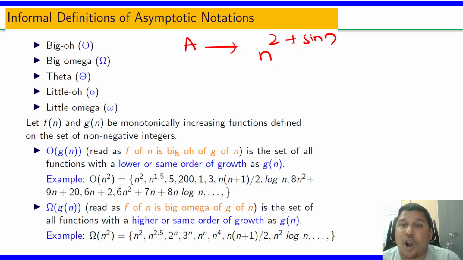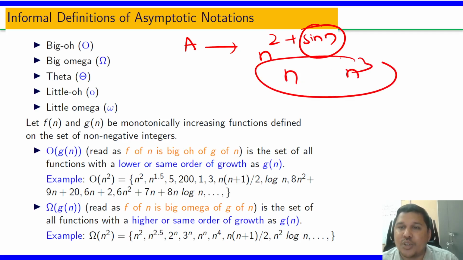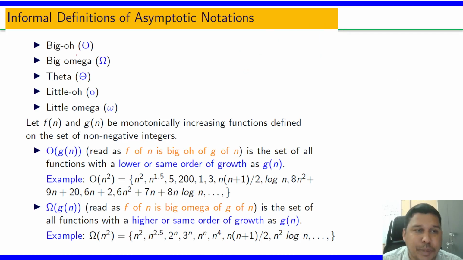If I want to find out the order of growth for this, it depends on this sin n. Sometimes it is giving n, sometimes n cube. It is difficult to generalize, so we have come up with some mathematical notations known as asymptotic notations. In that, the first one is big O.